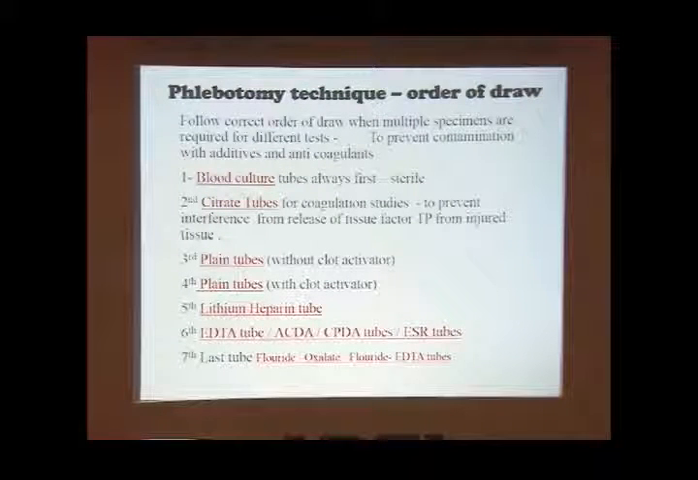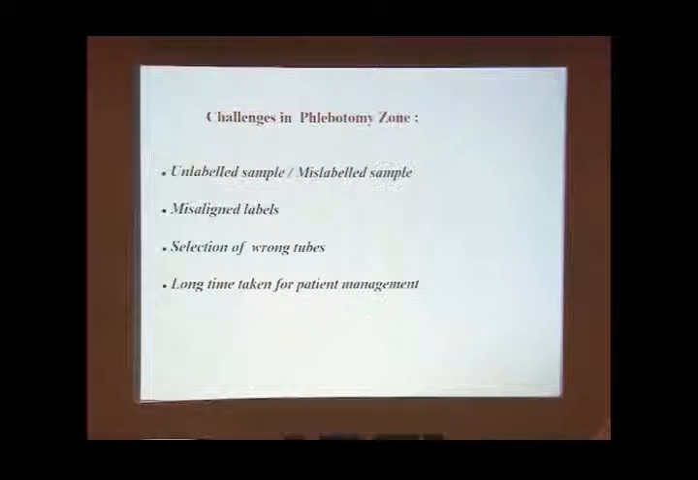And there is also this order of draw. Whenever you are using the pre-evacuated tubes, there is an order which you should follow. First you draw the blood culture tube, then the citrate tube, then the plain tube without clot activator, and so on, whichever is needed. Even though we teach our students and we try to practice, practically when you want to do it, very often we miss this. You even get doubts: which tube should I draw first? Or in which tube should I draw for my glycated hemoglobin or for my blood gas analysis? So this is where automation comes in handy.